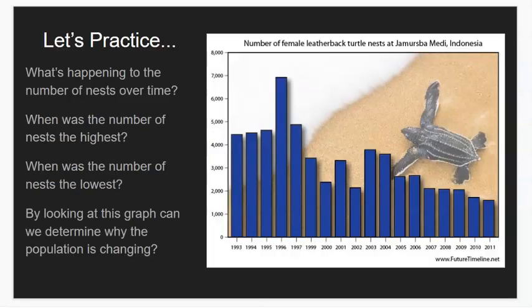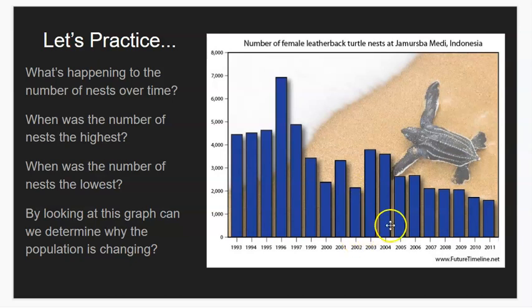So if you're looking at this graph and you see this is the population in 1993 and in 1994 and so on. Overall, what's happening to our population of sea turtles? Overall, the population is going down, or the number of nests is going down, okay? The nests are the highest on the tallest bar. So in 1996, that's when we had the most. And the lowest is on the shortest bar, which looks like this one, 2002.